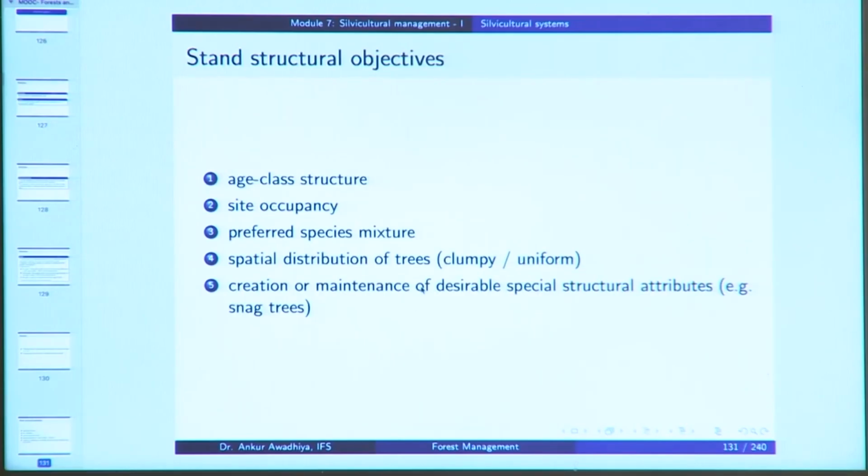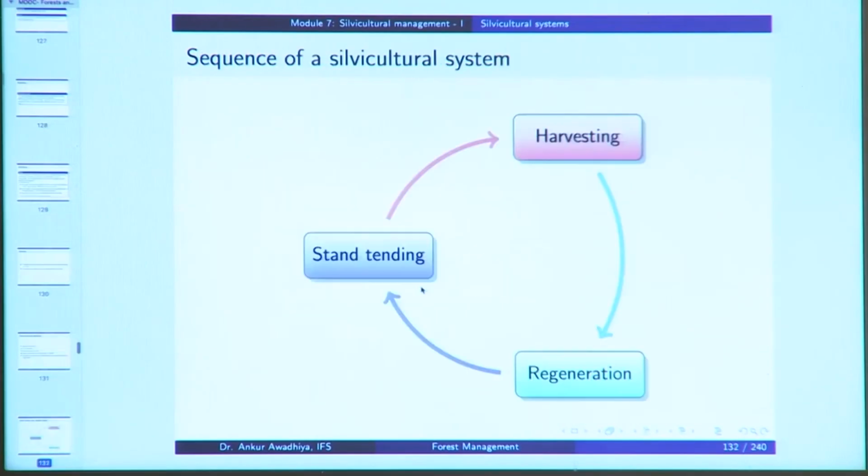Now, a silvicultural system is used to achieve specific stand structural objectives, which can be age class structure, site occupancy, preferred species mixture, spatial distribution of trees in a clumpy fashion or in a uniform fashion, and creation and maintenance of desired special structural attributes such as snag trees for wildlife.